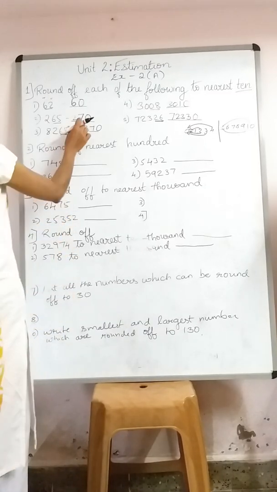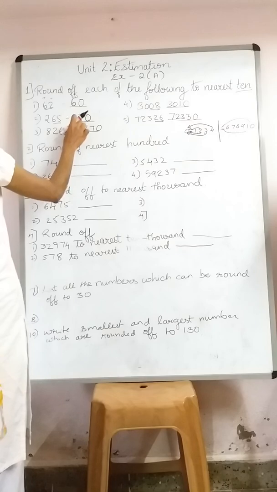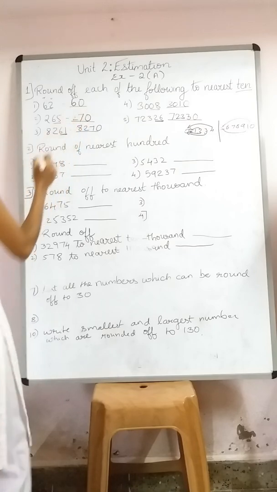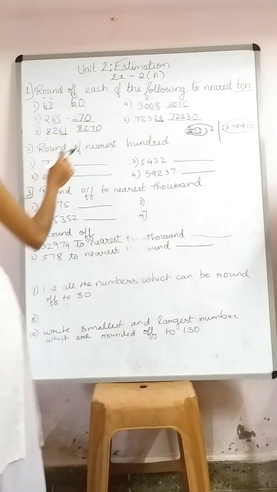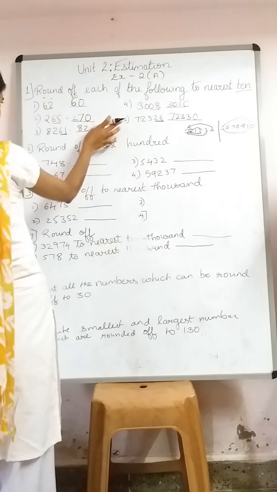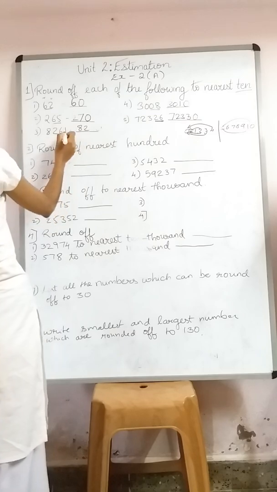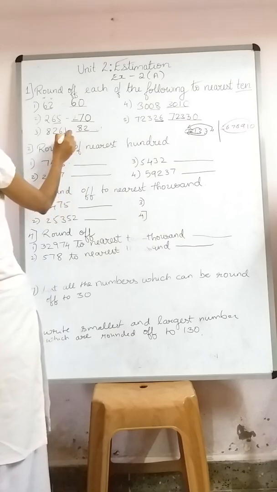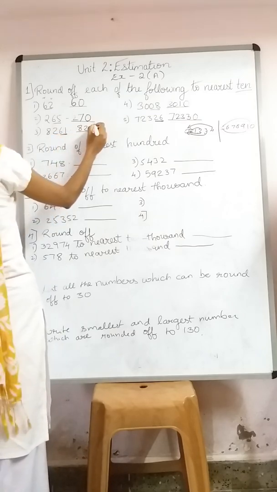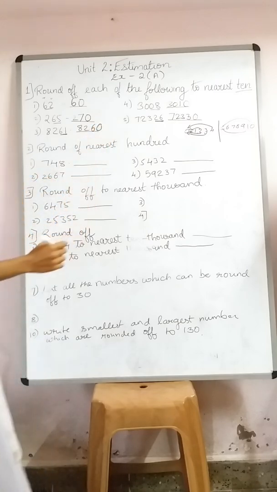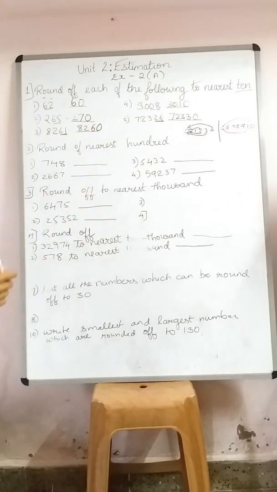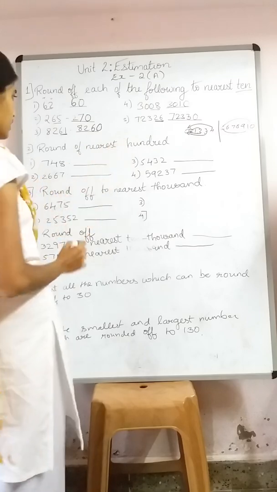Okay, children, in your books they have given 8261. I have written 65 by mistake, so let us change it here. Now this digit is less than 5, so our answer should be 8260.